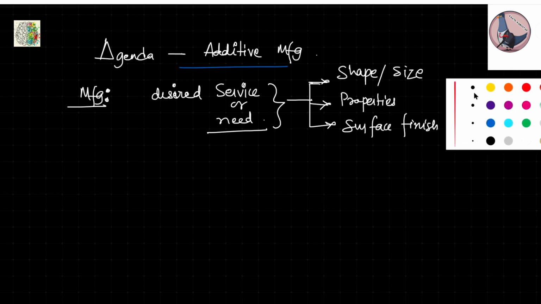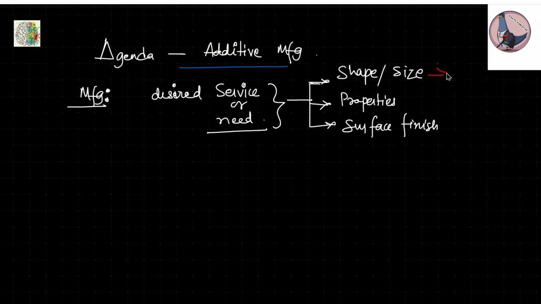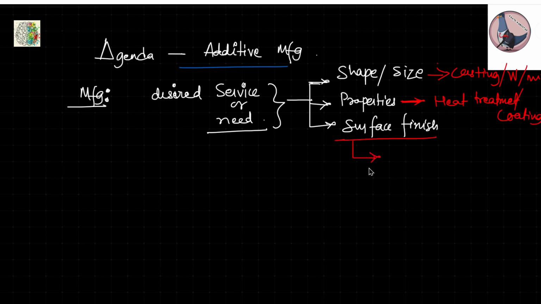When you come to shape and size, it is in general made by many processes which you already know, like casting, welding, or milling. When you talk about properties, you can alter the properties of any given metal by heat processes like heat treatment, or by coatings. Similarly, for surface finish, there are three very primary methods that you know: lapping, honing, buffing, etc. So this is what is called manufacturing.